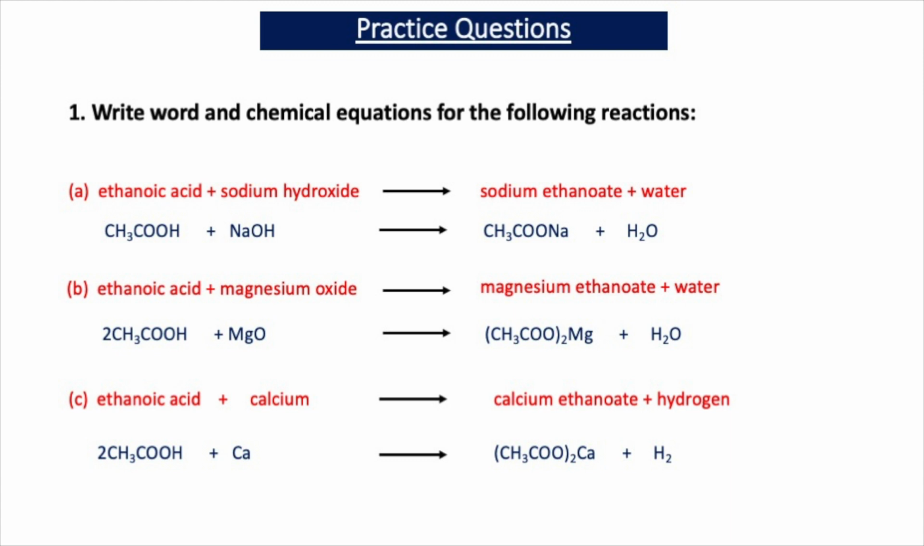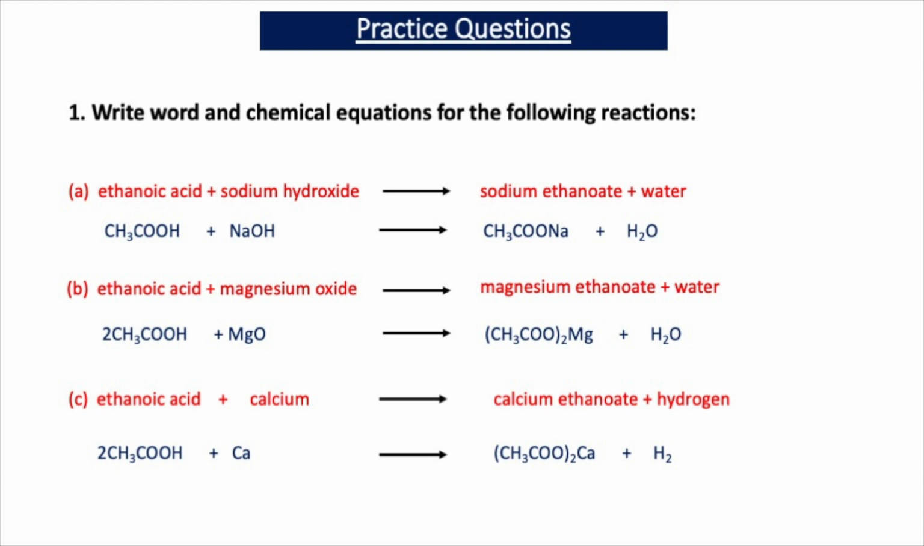Now for B we have ethanoic acid reacting with magnesium oxide, and magnesium oxide is a metal oxide and therefore a base. So acids and bases make salts and water. The name of the salt is going to be magnesium ethanoate, and our other product is water, and the chemical equation is going to be 2CH3COOH plus MgO, and that's going to make (CH3COO)2Mg plus H2O.